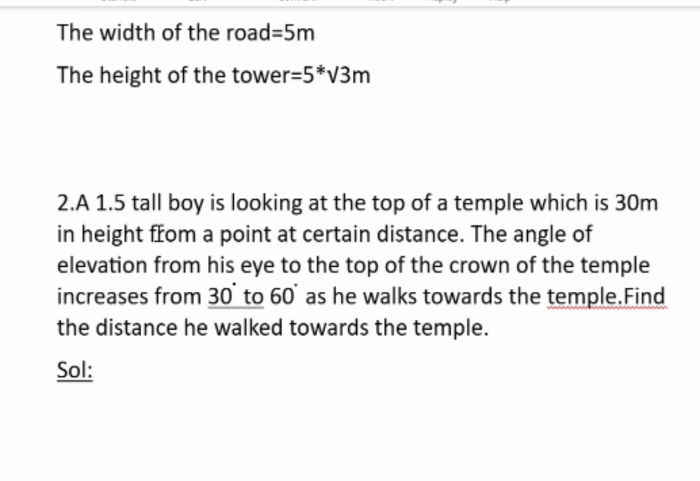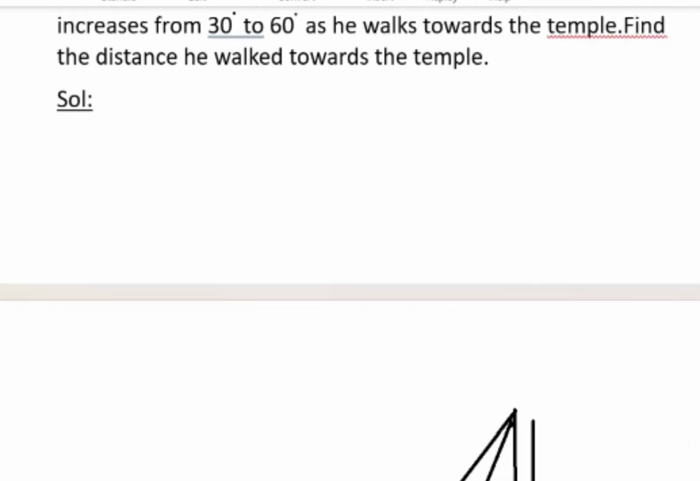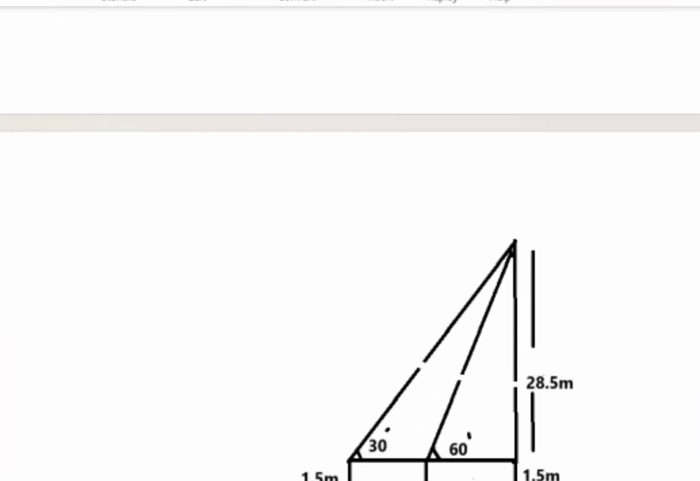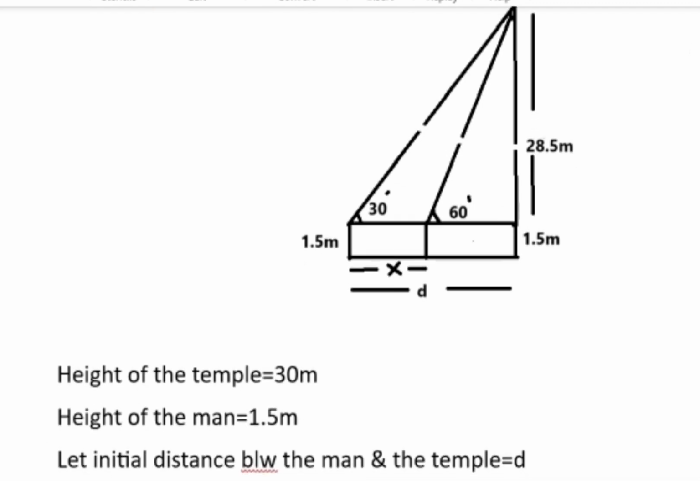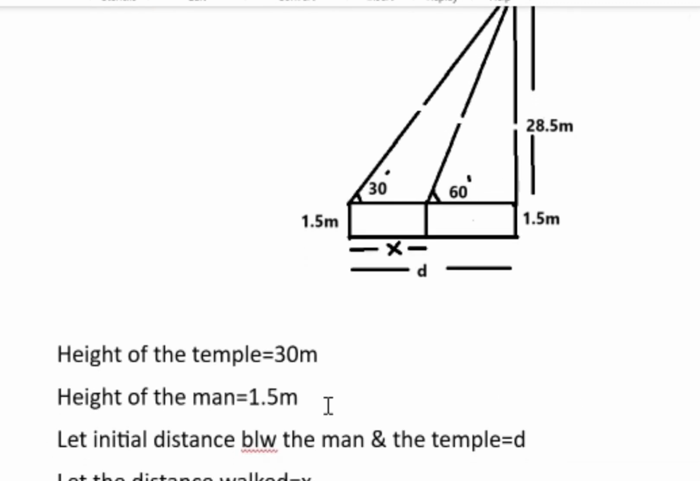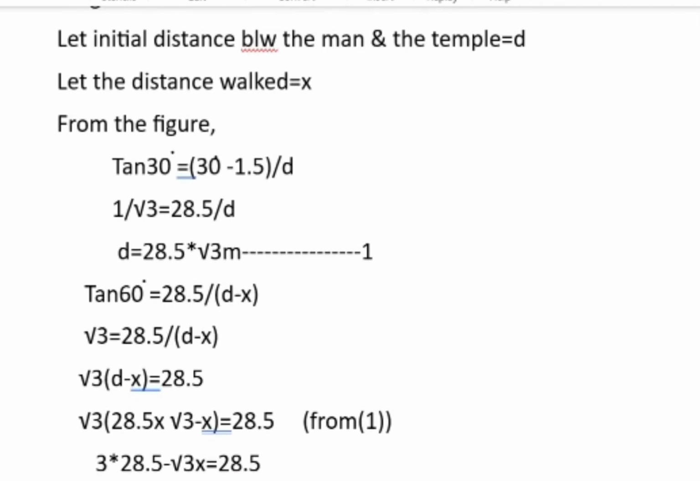Understand the question and draw a figure. This is the temple. Temple height is 30 meters. The boy's height is 1.5, and this is in rectangular shape, so this will be 1.5. From 30, if you remove 1.5, you will get 28.5 meters. This is the angle of elevation 30 degrees, and this is the angle of elevation 60 degrees. Given: height of the temple is 30 meters, height of the man is 1.5 meters. Let the initial distance between the man and the temple be d. Let the distance walked be x, as in the figure.